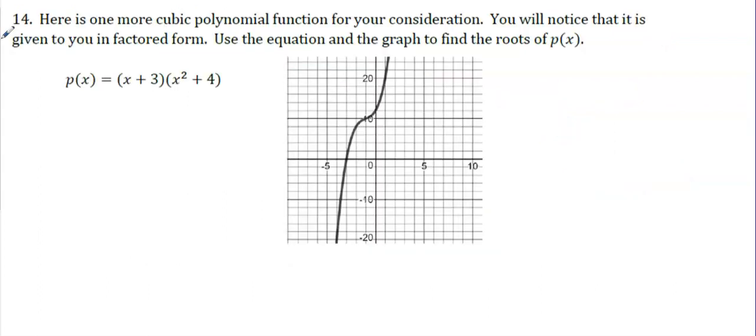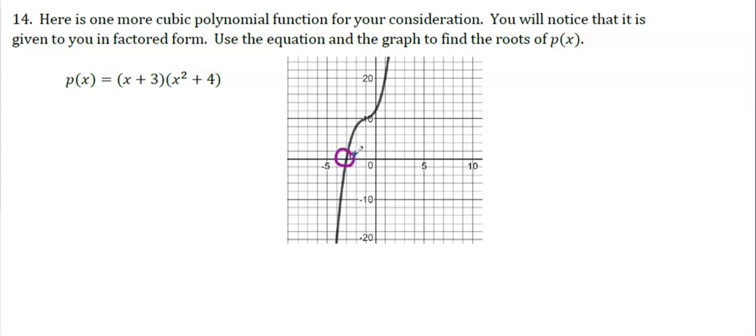Here's one more cubic polynomial function, and we need to find the roots of p of x. Now we know that this is a cubic function. It tells us in the direction, but we can also see that when we look at these two factors, this one has a degree of 1 and this one has a degree of 2, so total that would end up being a degree of 3. So we have a cubic polynomial function. So that means we're going to have 3 roots.